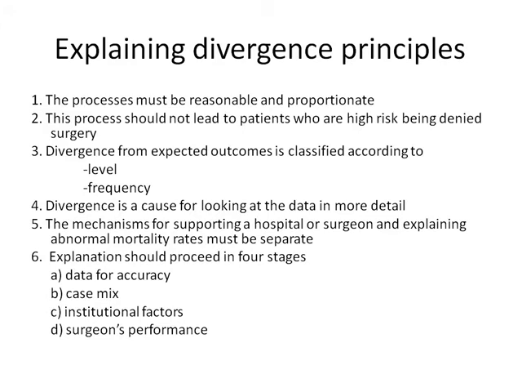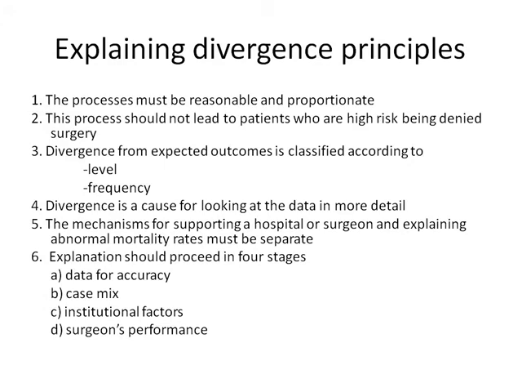We first defined some principles. We felt the process should be reasonable and proportionate. We felt that we should do everything we could to prevent the unintended negative consequences of risk-averse behaviour. We defined divergence from expected in two ways: how far away it is, and how frequently it occurs. So is it a one-off thing, or has it been a repetitive period over several monitoring cycles?